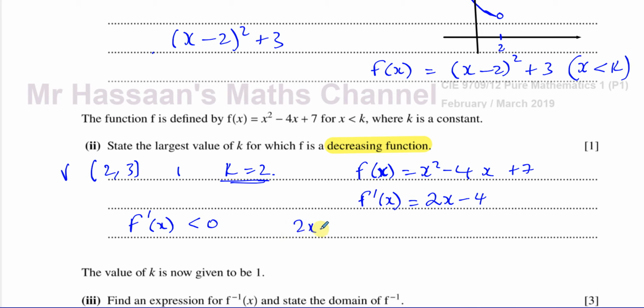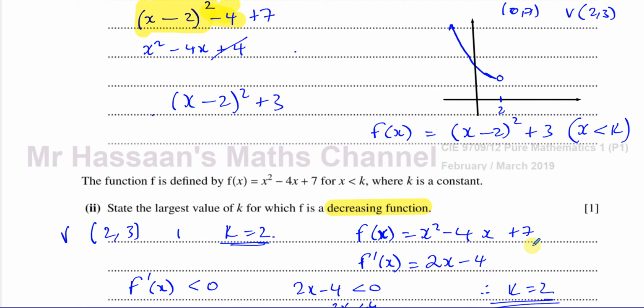So we can say, when 2x minus 4 is less than 0, so 2x is less than 4, so x is less than 2. So when x is less than 2, this will be a decreasing function. The gradient will always be negative, so therefore we can say k equals 2. So that's another way of understanding how to do it.